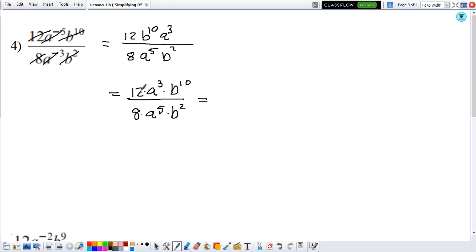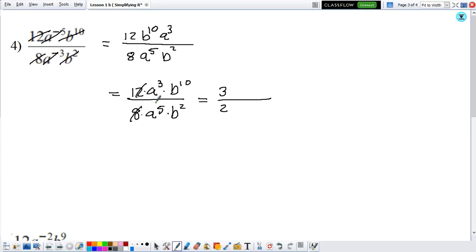So let's divide some stuff here. 12 divided by 8. Is there a way for us to simplify that expression or that fraction? So here, 12 divided by 8, we can simplify this as 3 halves. So that takes care of the numbers.